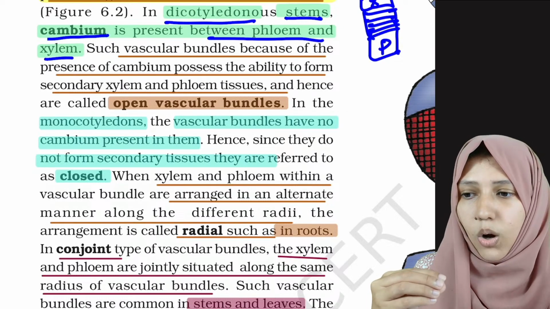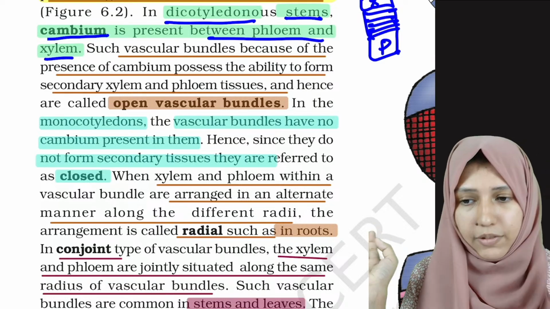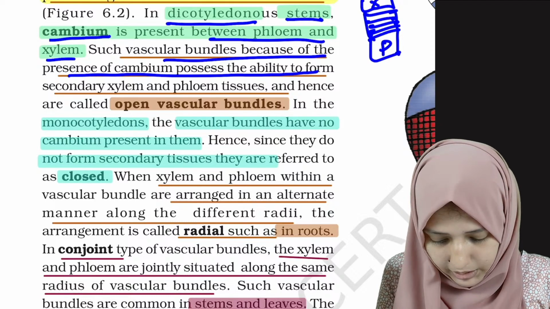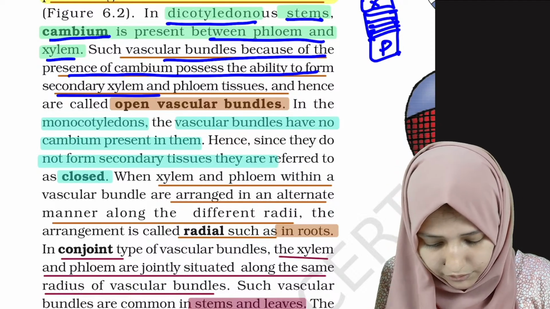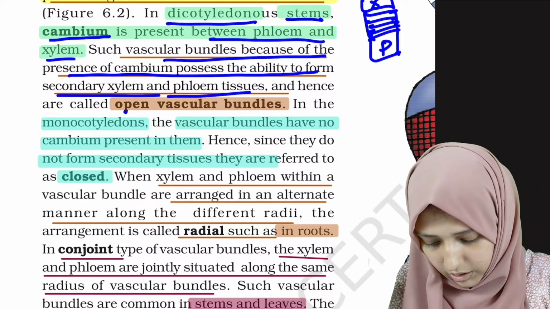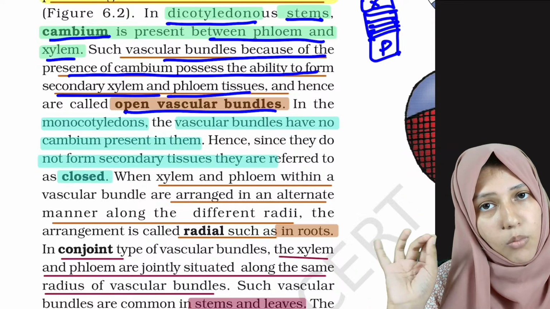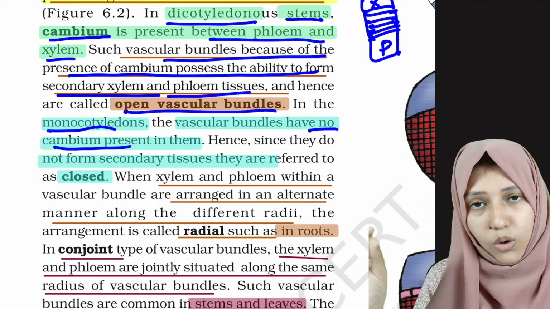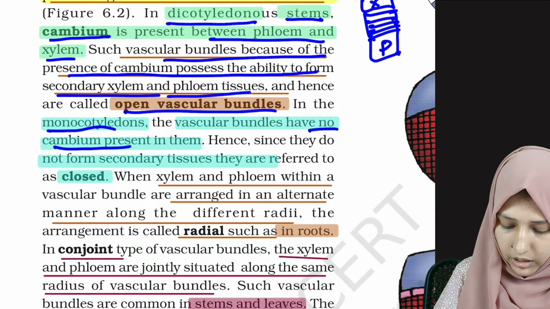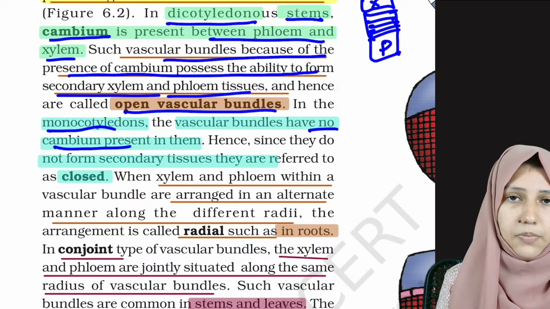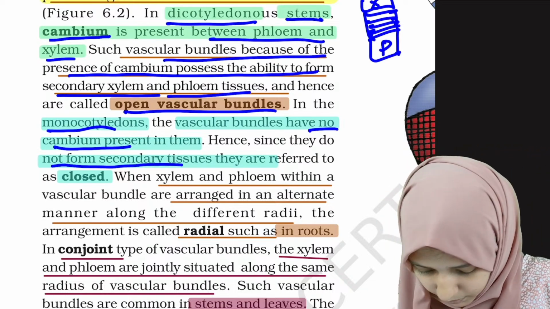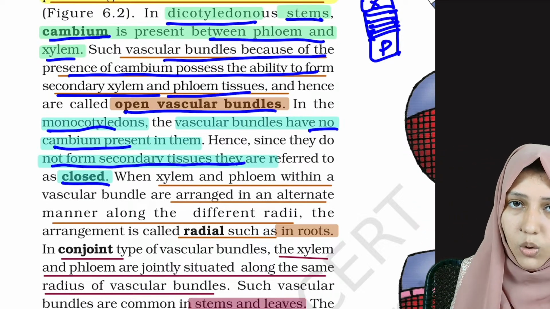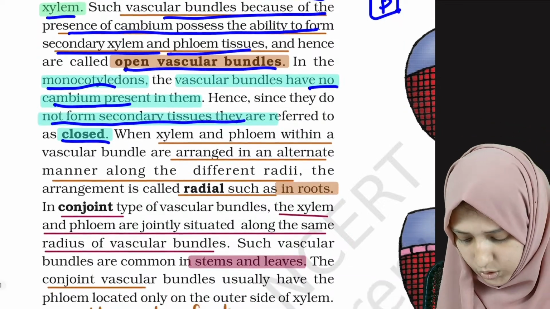So they are known as open vascular bundles. Because of the presence of cambium, they have the ability to form secondary phloem and secondary xylem. Whereas in monocots, this cambium is absent. The vascular bundles have no cambium, so they do not form the secondary tissues, and they are referred to as closed vascular bundles. So this was about that.